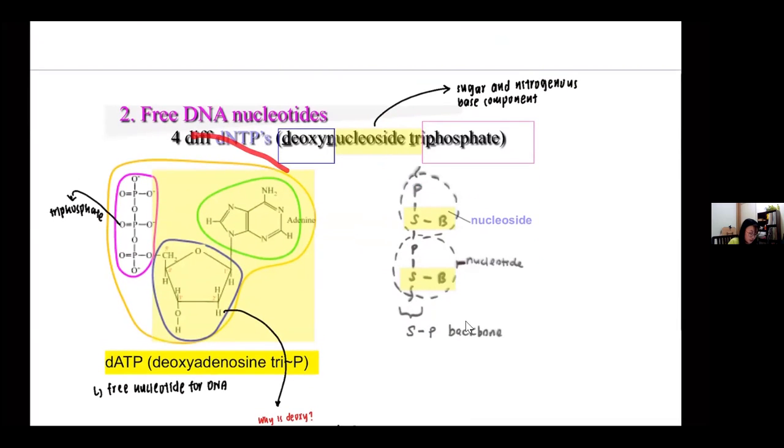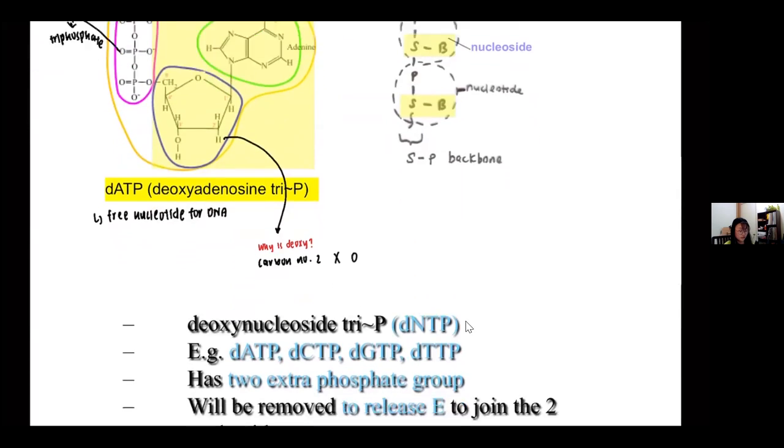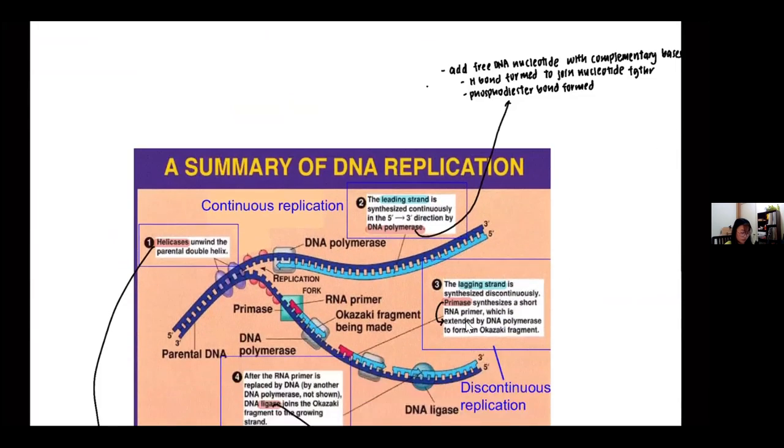So this structure here is named dATP. Why? Because you need to look at the nitrogenous base. It is adenine here, so it is A. If the nitrogenous base is guanine, it will be dGTP. If the nitrogenous base is cytosine, it will be dCTP. So basically, we're just changing the second alphabet. The function of the enzyme, I will talk about later.